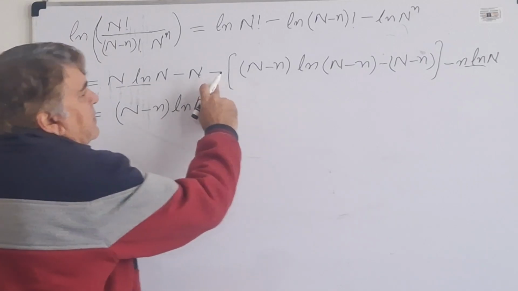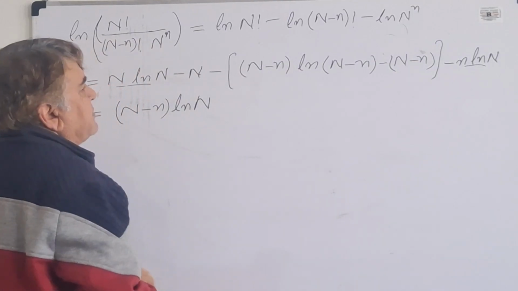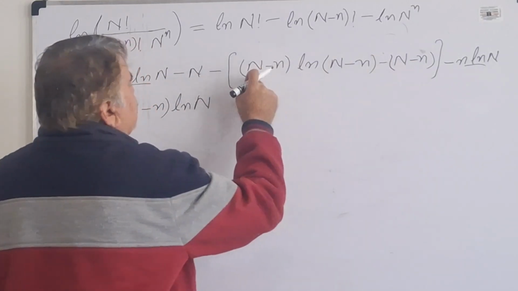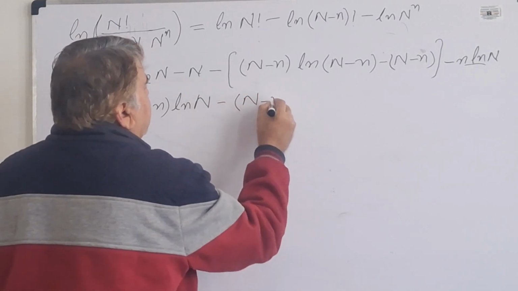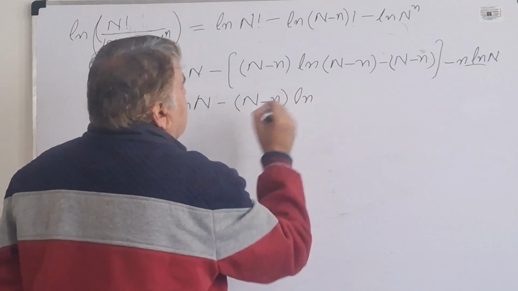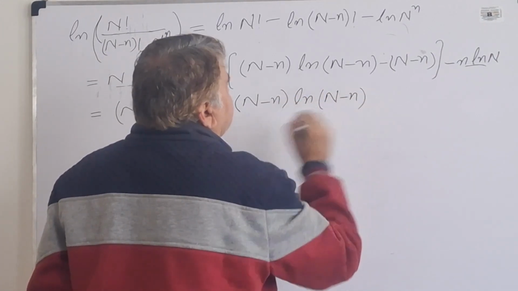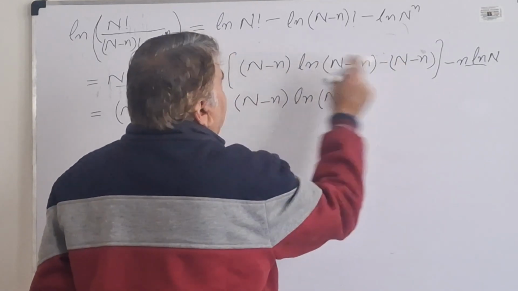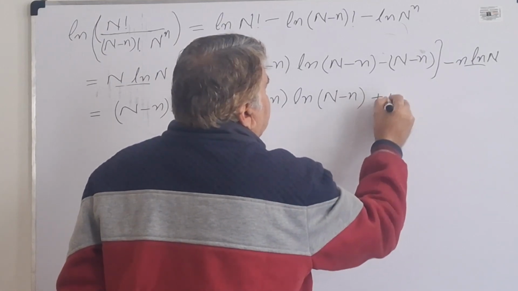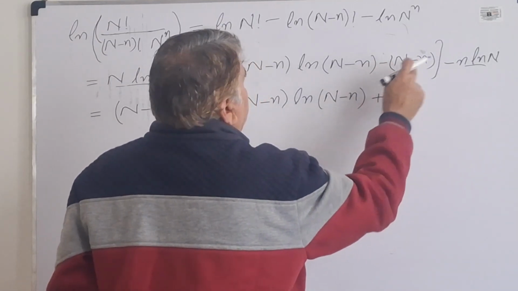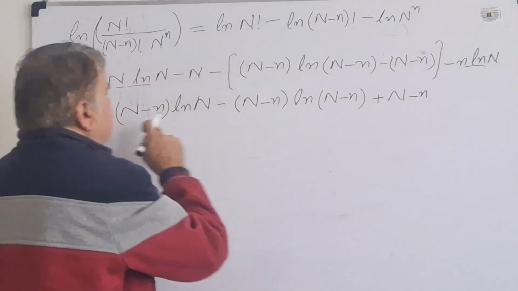And I remove the brackets and multiply this minus sign with both terms. So this will become plus and this will become minus, and I write this as capital N minus n log of capital N minus n. And when I multiply this with this, it will become plus, so this term would just become plus n, and that will become minus small n, and I have combined that term over here.